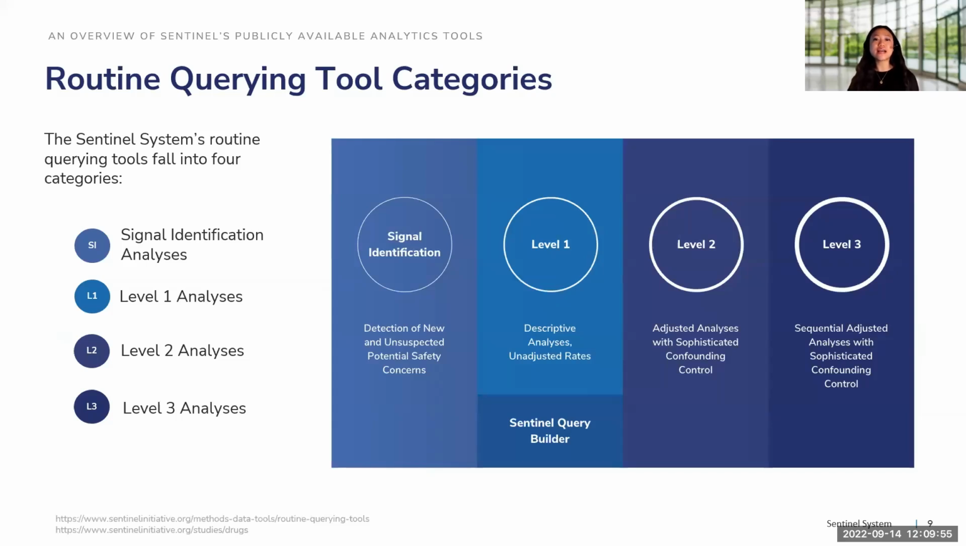Signal identification analyses detect new and unsuspected potential safety concerns. The Sentinel system's analytics tools support dataset creation for signal identification analyses, which you can execute with TreeScan, an open-source tree-based scan statistics software used to evaluate unexpected potential associations between exposures and outcomes of interest in electronic healthcare data.